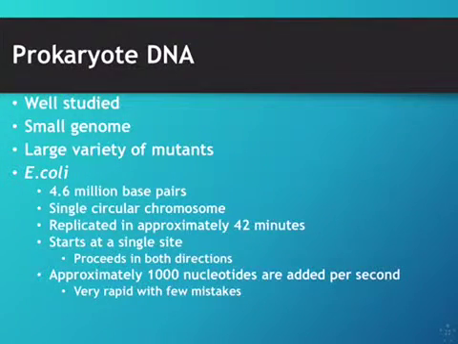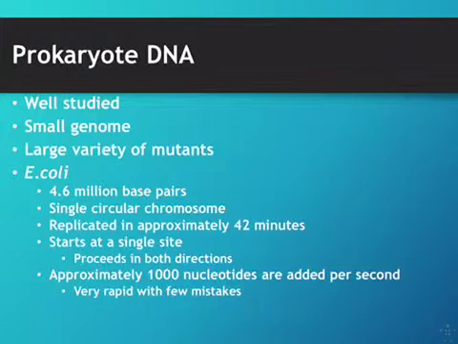So, prokaryote DNA has been well studied because it has a relatively small genome, and there's a large variety of mutants, making it easy to study. Like we said the other day, E. coli is the most studied prokaryote DNA. There's 4.6 million base pairs in one single circular chromosome. That single chromosome can replicate its DNA in about 42 minutes, so less than an hour.